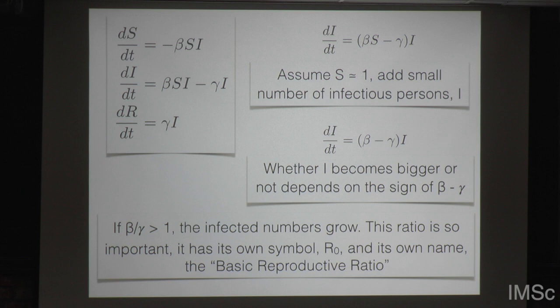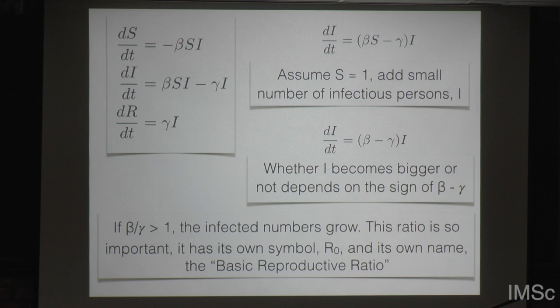And now I can ask the question, does di by dt increase or does di by dt come down? And that depends upon the sign of beta minus gamma. If beta is greater than gamma, di by dt increases. If beta is less than gamma, this becomes negative, di by dt decreases. So that's the curve that went down and the curve that went up. And that's really a question of, is beta by gamma less than 1 or greater than 1?